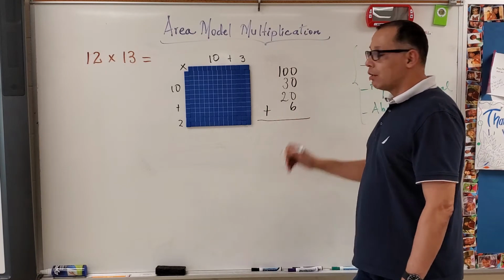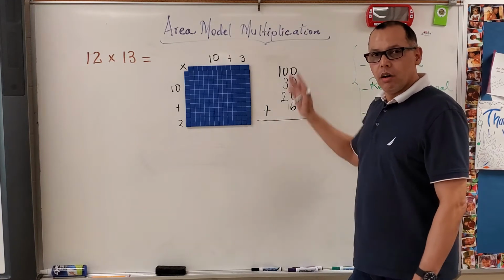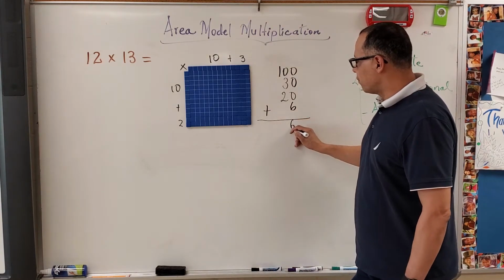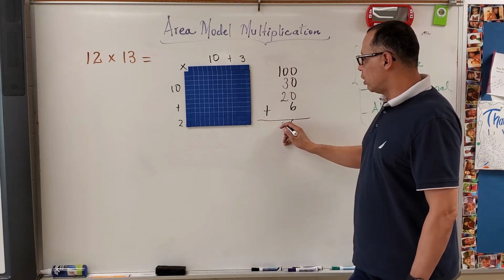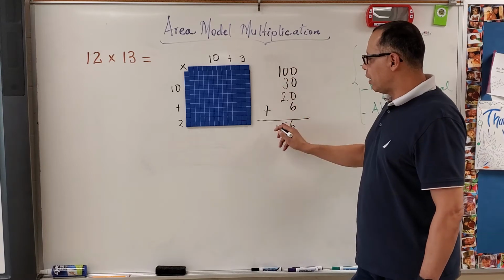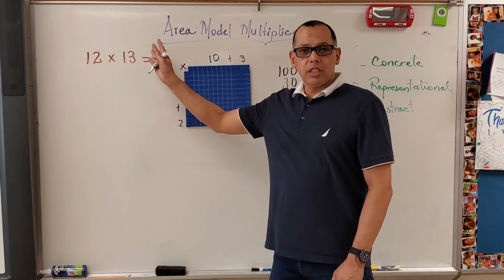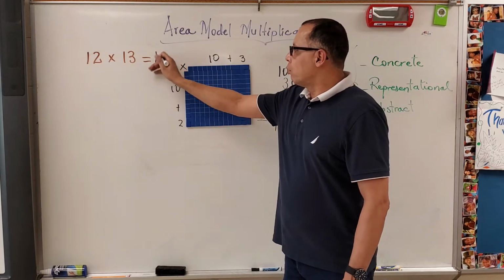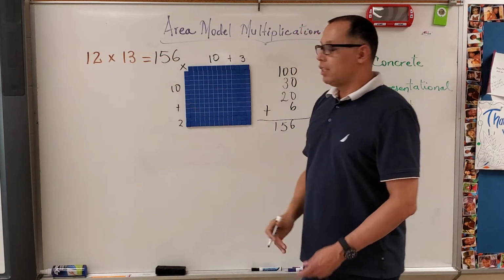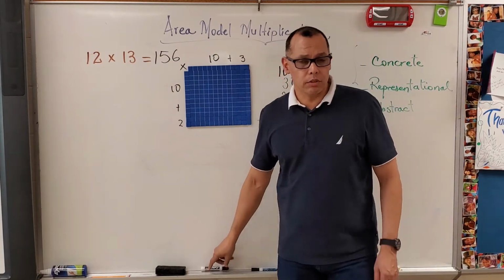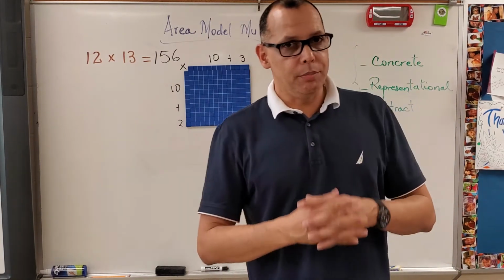Let me add these numbers here and find the sum of those partial products. Let's do it. 6. 3 plus 2 equals 5. And then I have a 1 here. 5. 1 times 13 equals 156. This is the way we multiply using manipulatives.